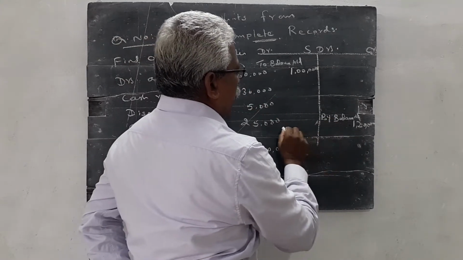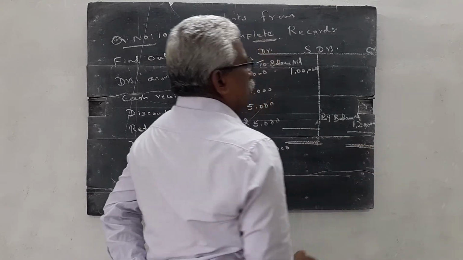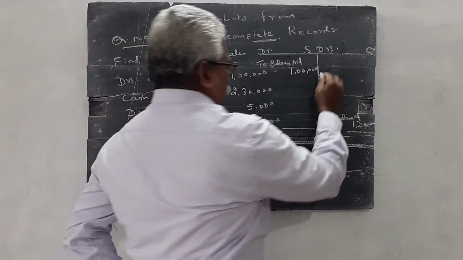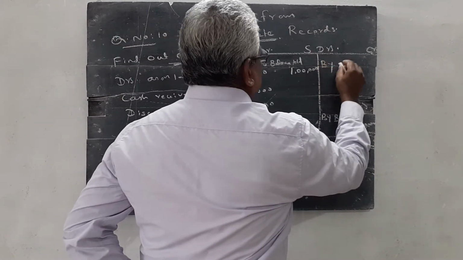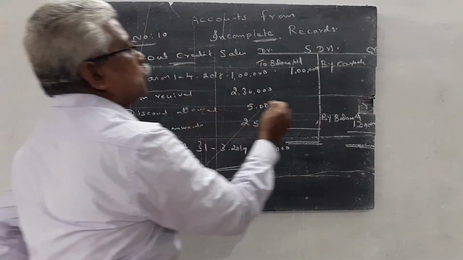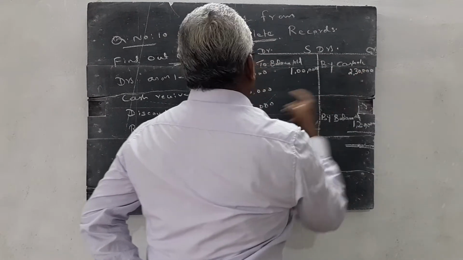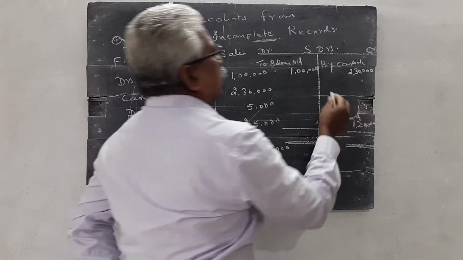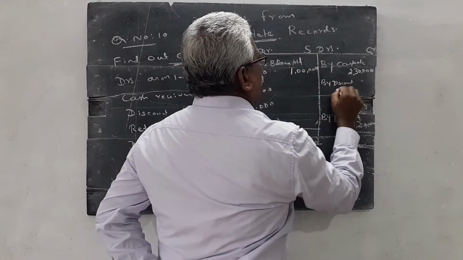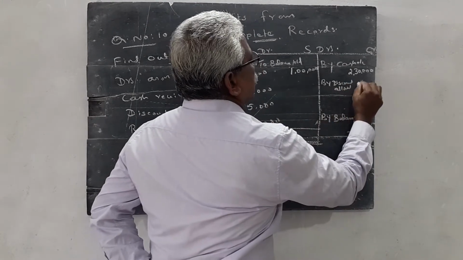Then the format, write the total here. All the items normally come this side. By cash received from debtors 2,30,000. Discount allowed comes this side. By discount allowed 5,000.